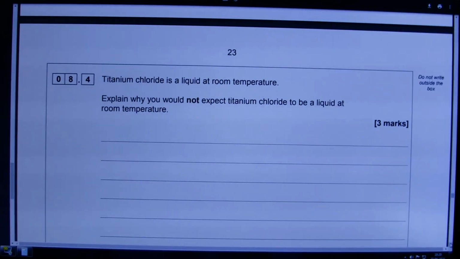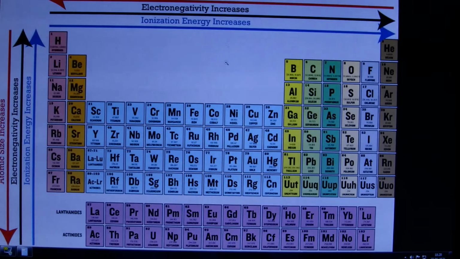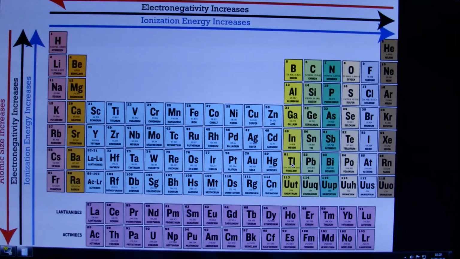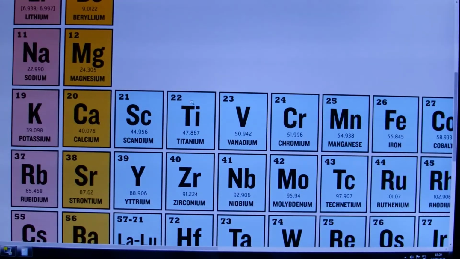Titanium chloride is a liquid at room temperature. Nice to know. Why would you not expect that? Because it's a very big atom. I mean, that's thallium, darling. That's not what you were looking for. You don't need to see its valence number. This isn't the element you're looking for. There it is. 22. Right. Calcium chloride.